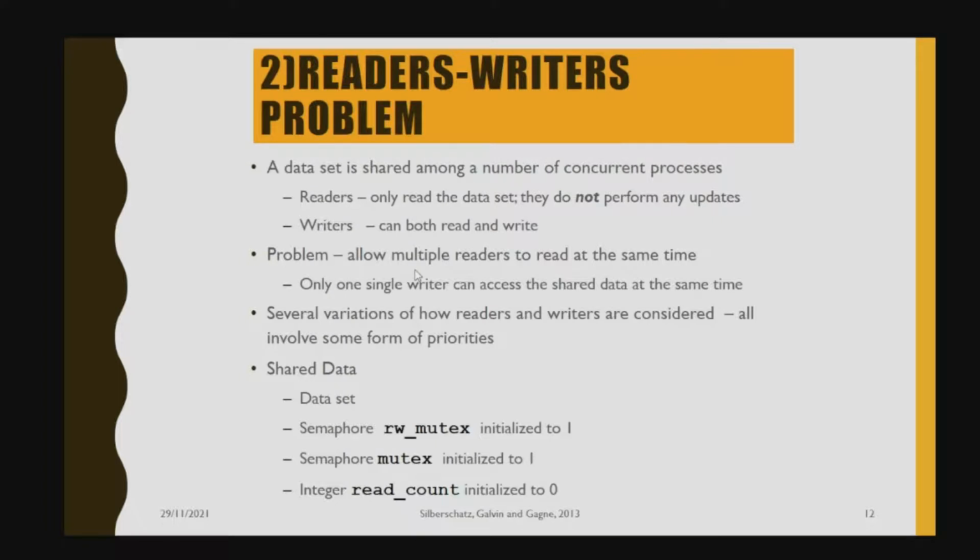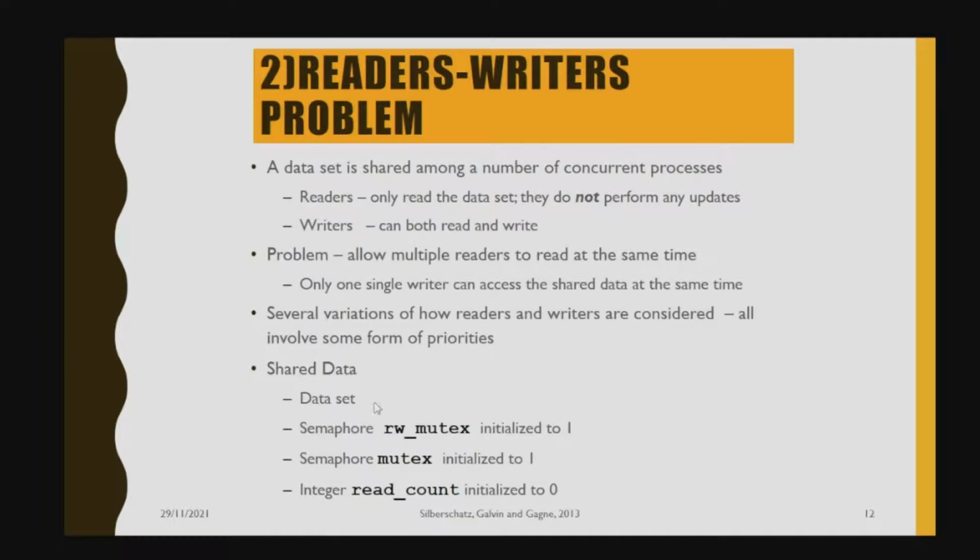We want to allow multiple readers to read at the same time. This might be the problem because we only have limited data. So multiple readers are allowed to read it. Okay, only one single writer can access the shared data at the same time. So we have the problem. We have multiple readers and we have writers, and writers want to update the data. Several variations of the readers and writers problem all involve some form of priority.